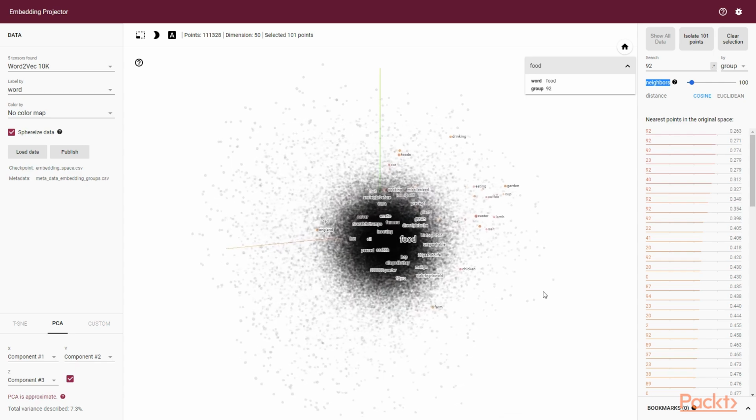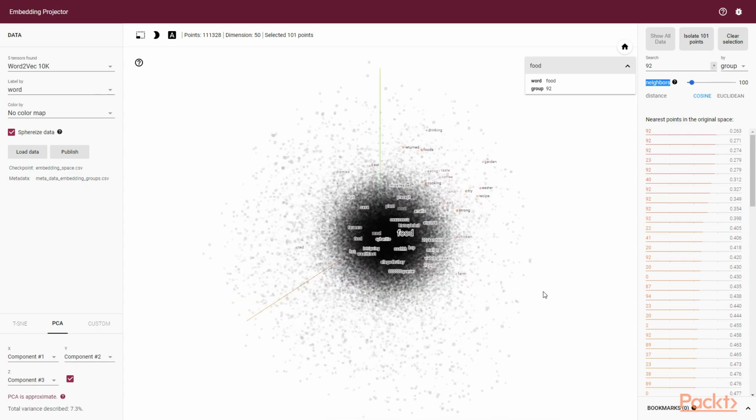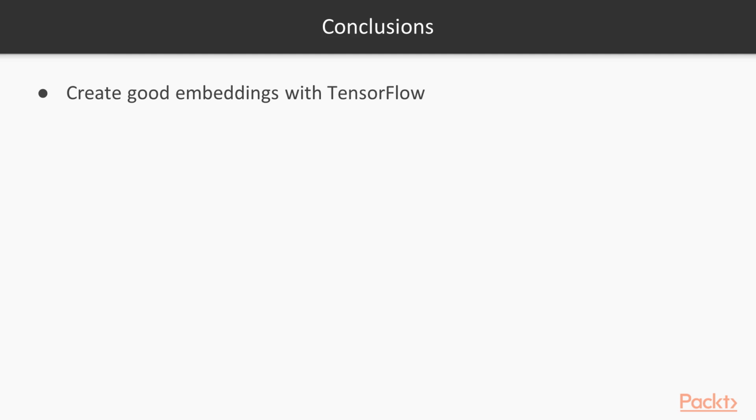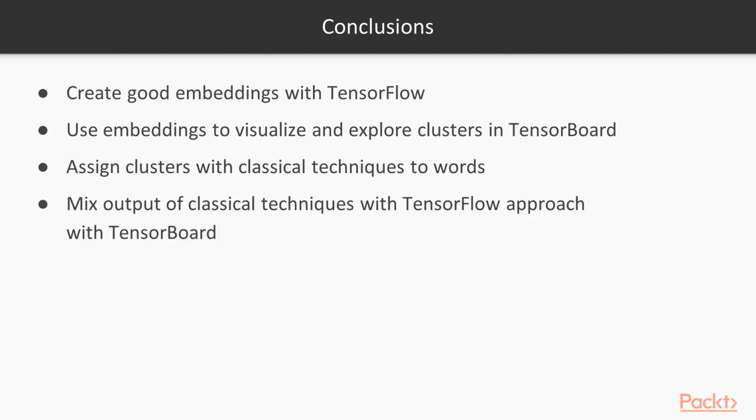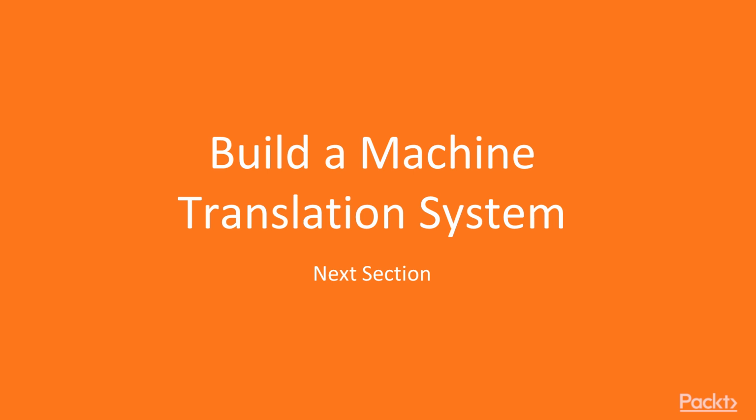Okay, that's all with TensorBoard. Let's recap what we have done. First of all, you have to create good embeddings with TensorFlow. Then you use these embeddings to visualize and explore the clusters in TensorBoard. You switch them to classical techniques and assign clusters with k-means or hierarchical clustering. Then you mix the output of classical techniques with the TensorFlow approach in TensorBoard, and you can compare them. That's all. See you in the next section, in which we will build a machine translation system.